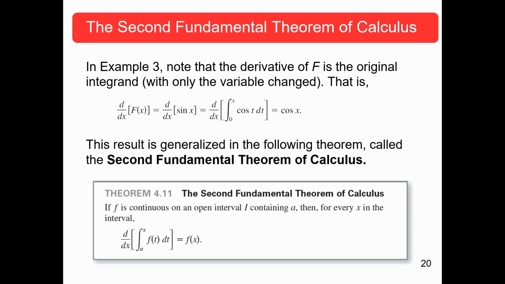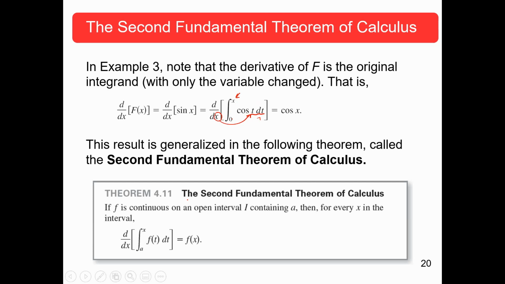Now, in example 3, note that the derivative of capital F is the original integrand with only the variable changed, right? So, if we talk about the derivative of capital F of x, we're talking about the derivative of sine. The derivative of sine is cosine, right? So if you take the derivative of a function, notice that this is of x, but this is of t. As long as we're talking about evaluated from some value to x, then all we've got to do is just change that t to x, and we've got our answer.